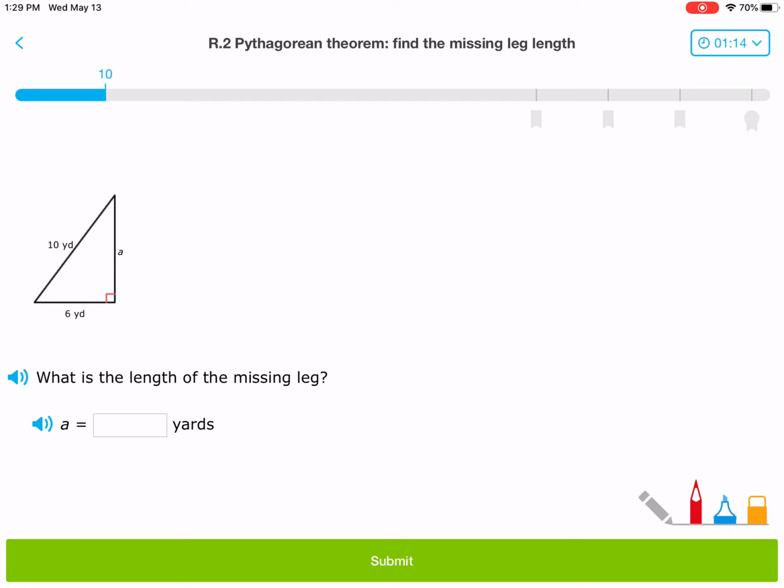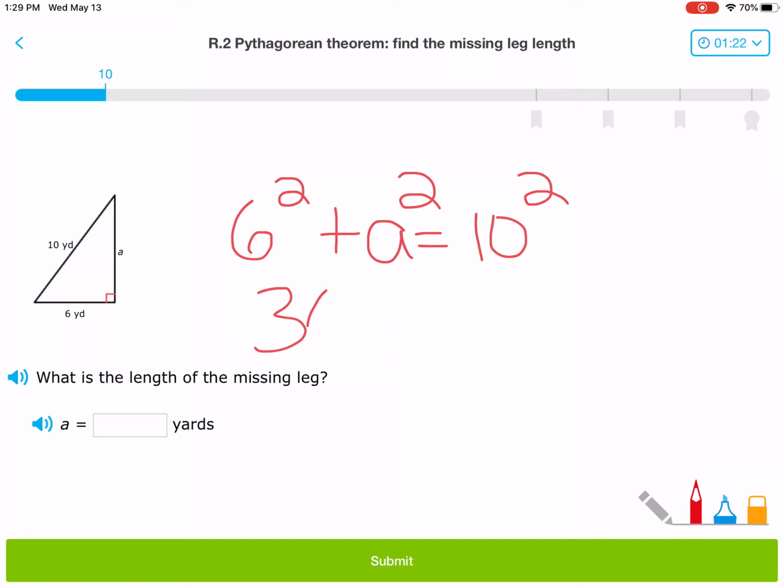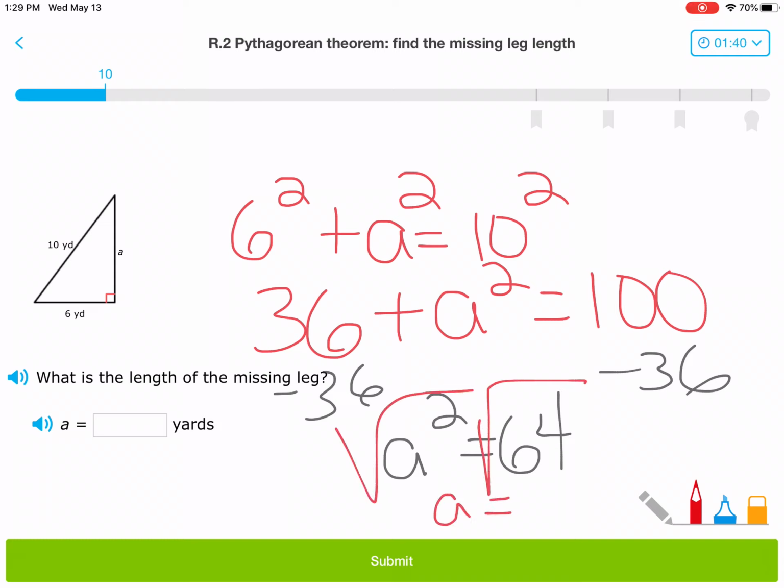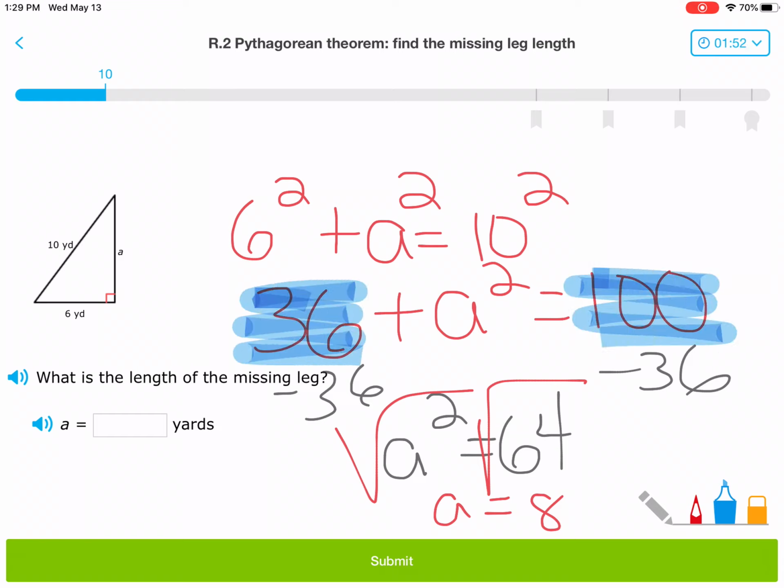Okay, so let's look at this one. We have 6 squared plus a squared equals 10 squared. It's 36 plus a squared equals 100. So again, we're going to subtract 36. So a squared equals 64. Take the square root, and a equals 8. Notice in this problem, whatever we do, we're going to end up subtracting the leg squared from the hypotenuse. So when we do the next one, I'm going to show you a shortcut.